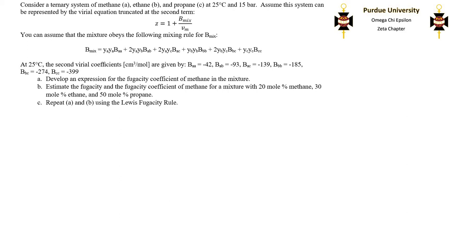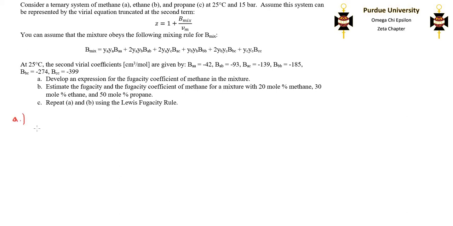So it gives us an equation of state, and it gives us an expression for the Bmix. And at 25 degrees Celsius, the second virial coefficients are given by the following constants in centimeter cubed per mole. Part A asks us to develop an expression for the fugacity coefficient of methane in the mixture.